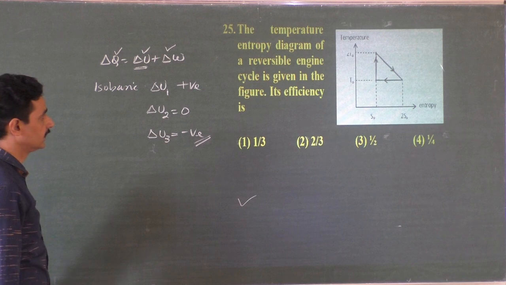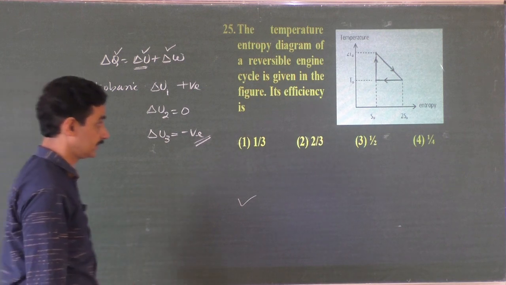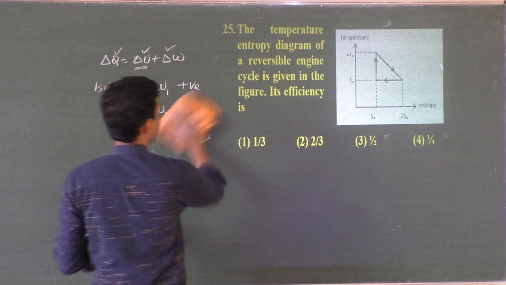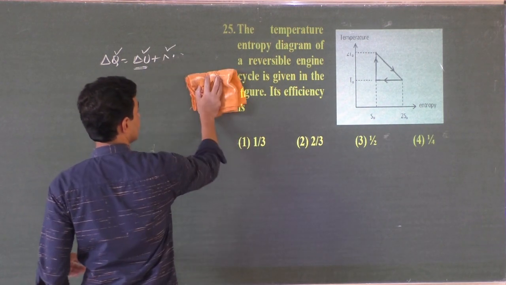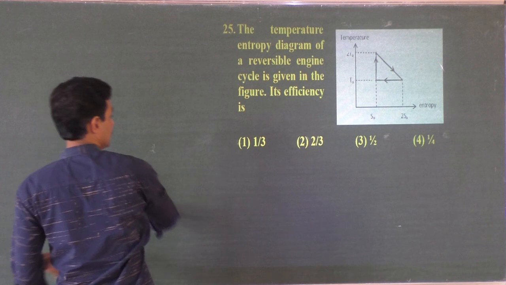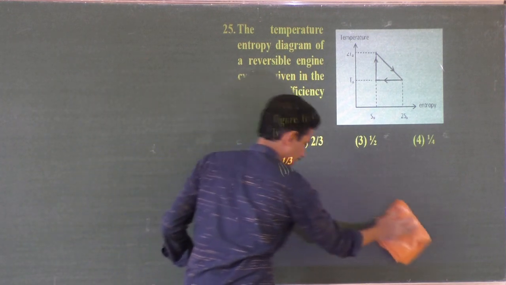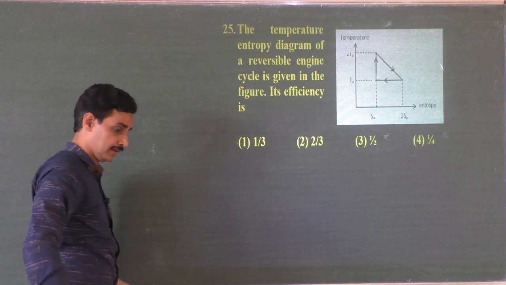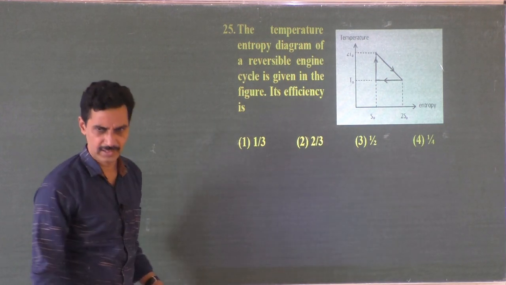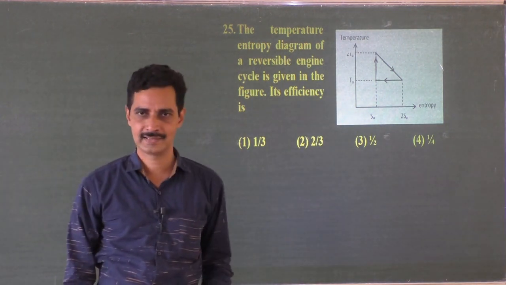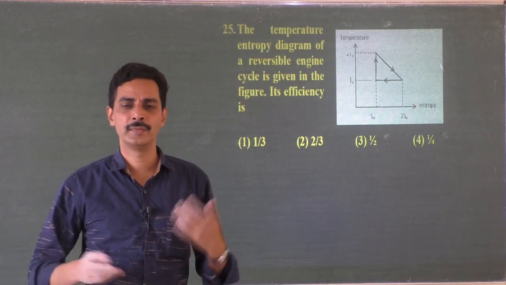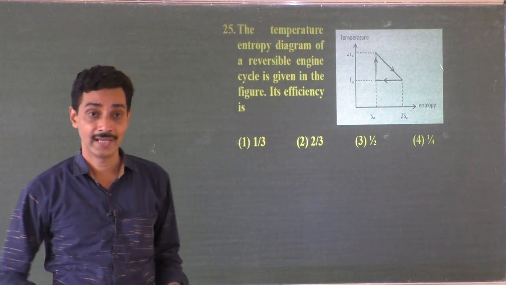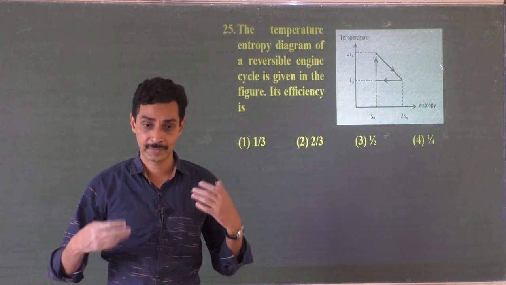Then 25th, the temperature entropy diagram. Yeah, this is a special graph. Temperature entropy diagram of a reversible engine cycle is given in the figure. You are asked to find out the efficiency. Remember, I have not mentioned entropy. Entropy of a system, you might be knowing about this. It is the disorderliness in the system. As you supply more and more heat energy, the entropy goes on changing. It increases. So change in the entropy, you can't measure the entropy directly.